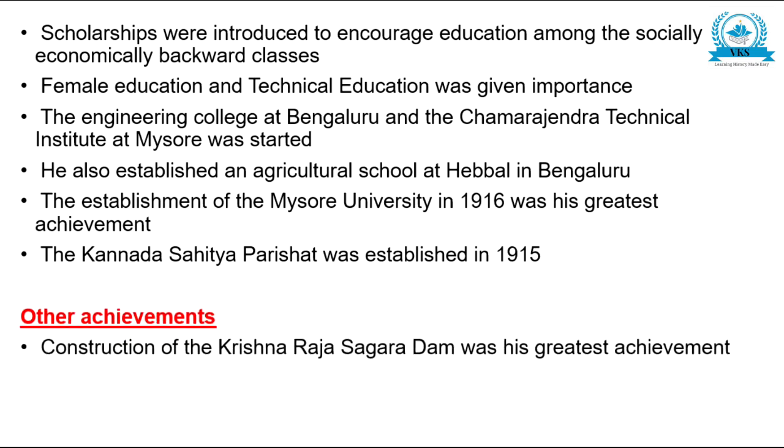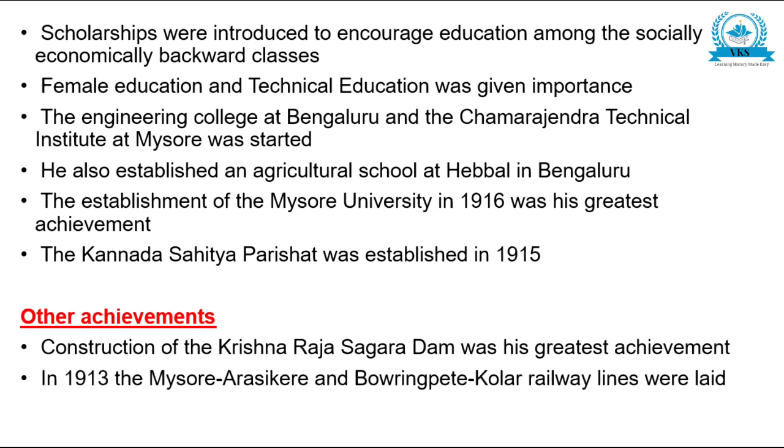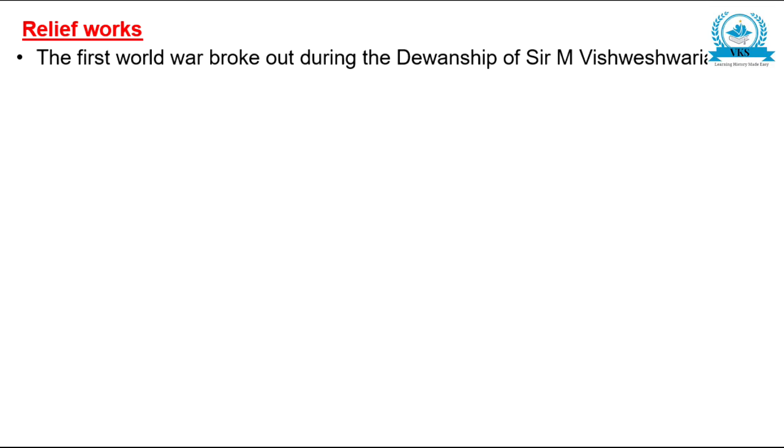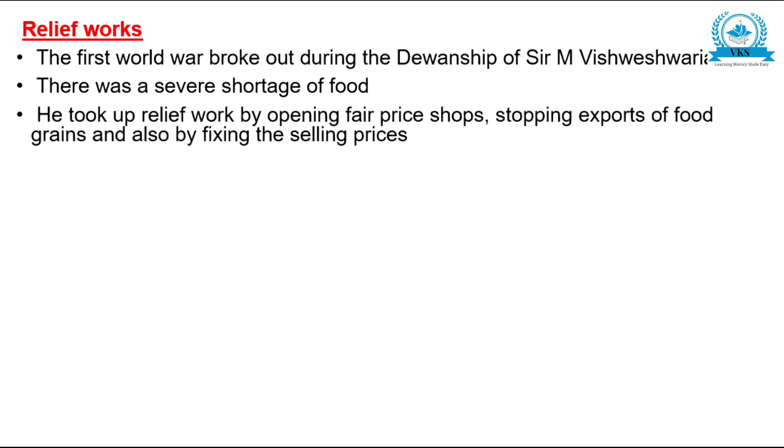Other achievements. Construction of the Krishnarajasagara Dam was his greatest achievement. In 1913, the Mysore Arsikare and Bauringpete Kolar railway lines were laid. Relief works. The First World War broke out during the Diwanship of Sir M. Vishweshwaraya. There was severe shortage of food, and he took up relief work by opening fair price shops, stopping export of food grains, and also by fixing the selling prices.